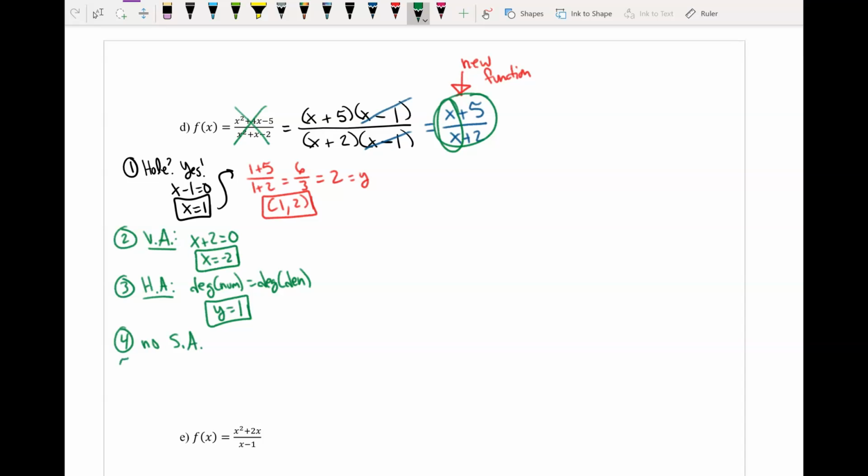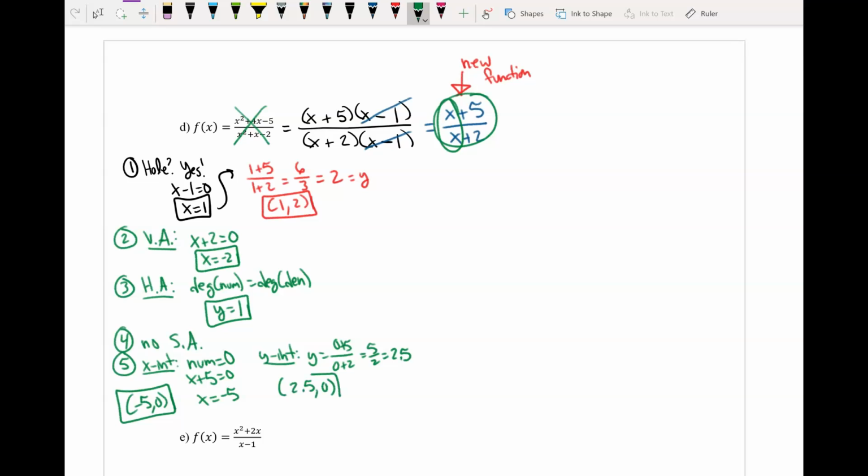Okay, now let's look at our intercepts. So x-intercepts, we're going to use a trick again, letting the numerator equal 0. So that's x plus 5 equals 0. So x equals -5. So -5, 0 will be one of my x-intercepts. And then my y-intercept will be when x is equal to 0. So that will be 0 plus 5 over 0 plus 2. This gives me 5/2, or 2.5. So 0, 2.5 will be my y-intercept. Okay, so now let's go ahead and graph it.